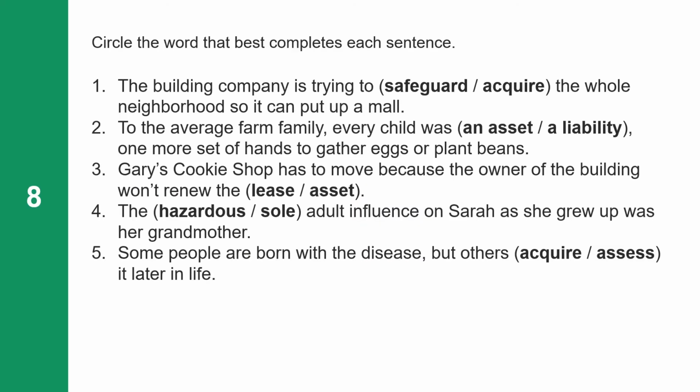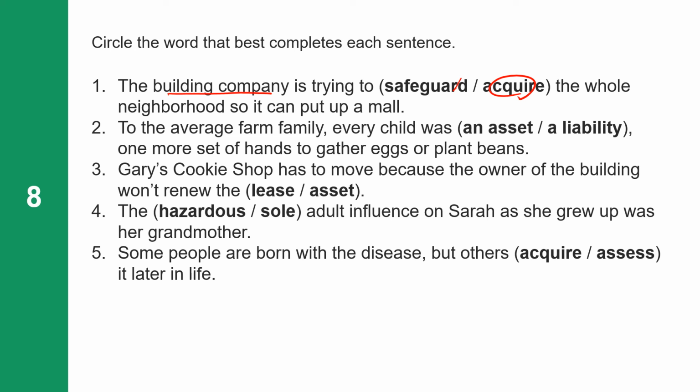Circle the word that best completes each sentence. The building company is trying to safeguard, acquire the whole neighborhood so it can put up a mall. So the building company is going to get the area, right? So it's not safeguard but acquire. The building company is trying to acquire the whole neighborhood so it can put up a mall.